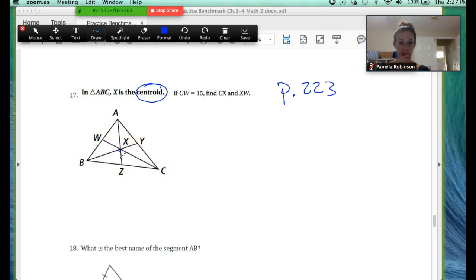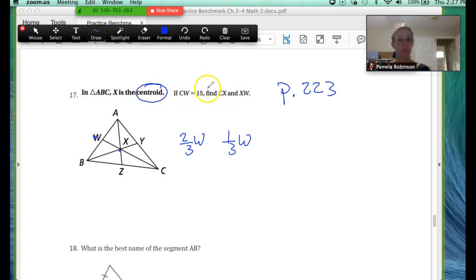So all of the lengths of the medians, this will happen. It doesn't matter if it's this one, or this one, or this one. They'll each have a long section and a short section. And how it works is the long section will be 2/3 of the whole, and the short section will be 1/3 of the whole section. Now I'm using W for whole section, not that W. I'm just using W for the whole section. So you have the whole length of the median. The long part will be 2/3 of the median, and the short part will be 1/3 of the median. It's a cool little trick that happens when you have centroids.